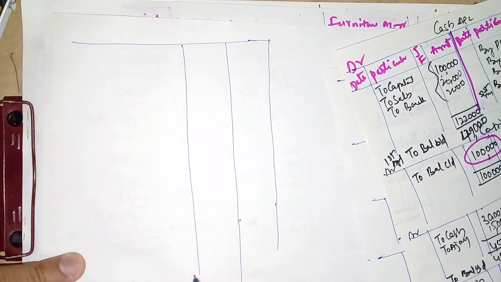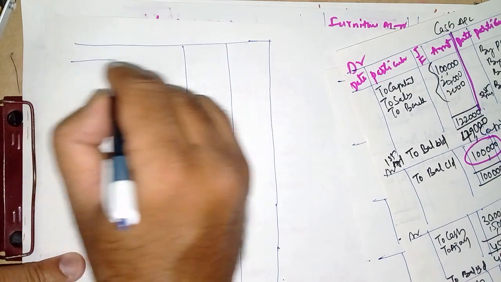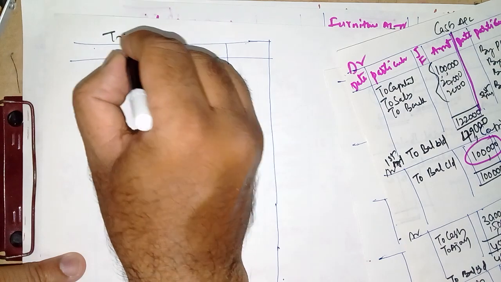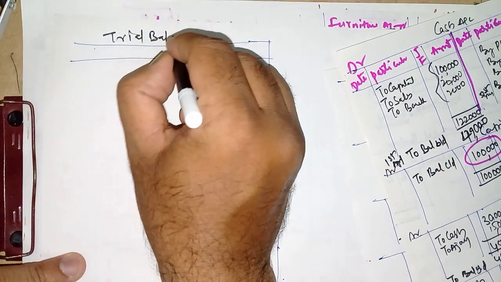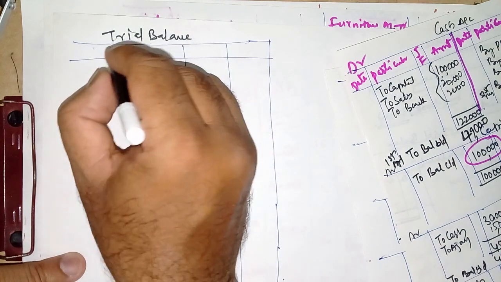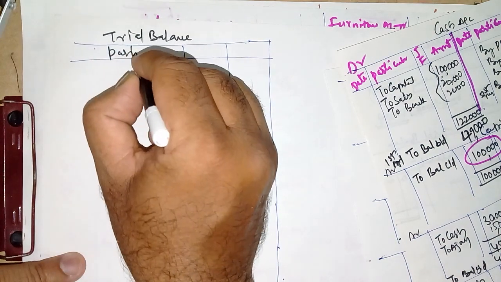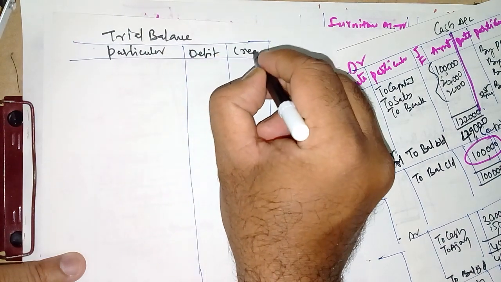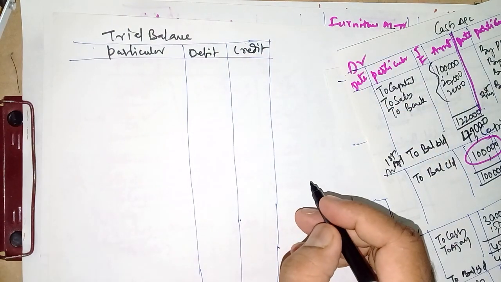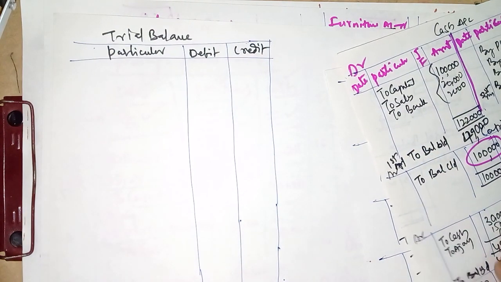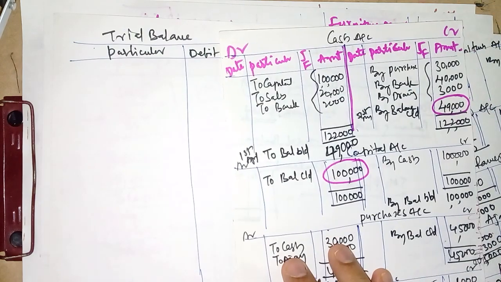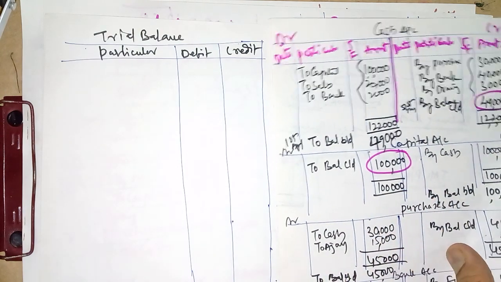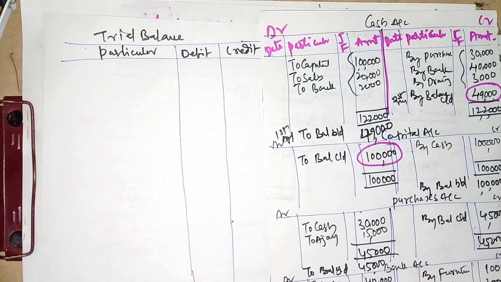So here I will make a statement, called trial balance. This area is particulars, this is debit, and this is credit. How to prepare, sir? Based on the ledger balances. Just see the ledger balance and prepare. So now we will take up the previous question which we did in the ledger, take those answers, and prepare.